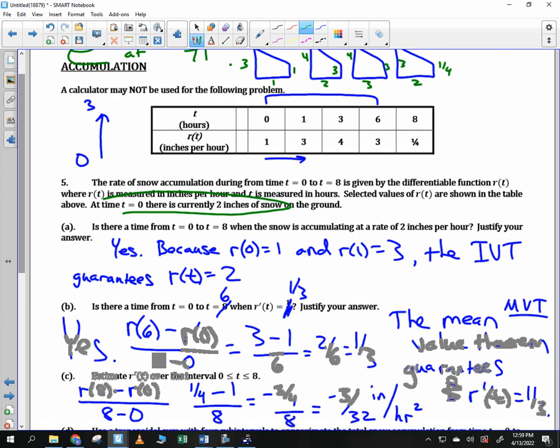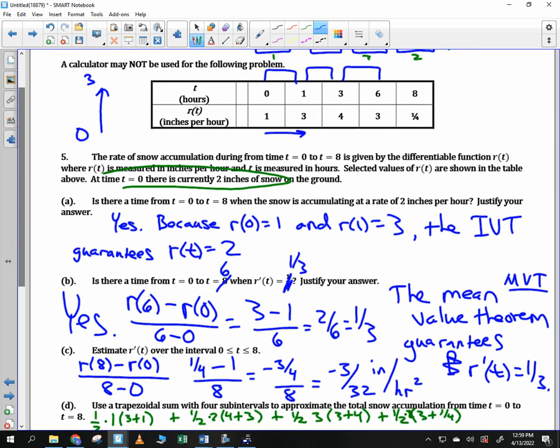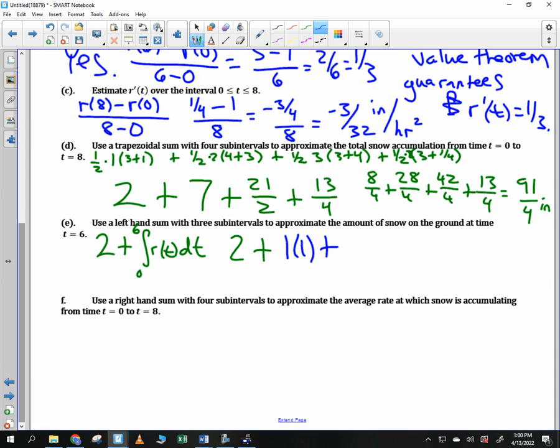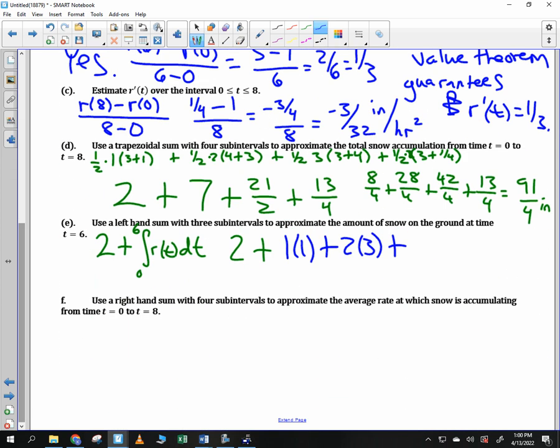So let's check this out. I've got 3 subintervals. So I'm going 1, 2, and 3. So what's the width of the first rectangle? 1, and what's the height? 1. Good. So 1 times 1 plus, what's the width of the second rectangle? 2, and what's the height? 3. Yep, the left-hand side. Good. So 2 times 3 plus, what's the width of the last rectangle that we're doing? And what's the height? 3 times 4.